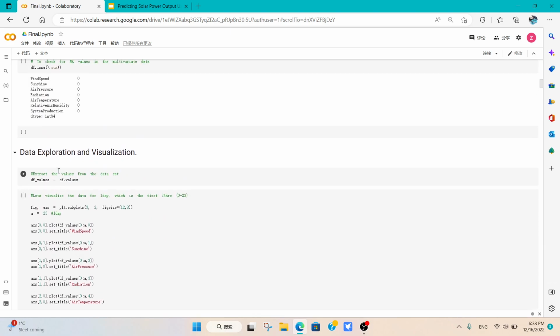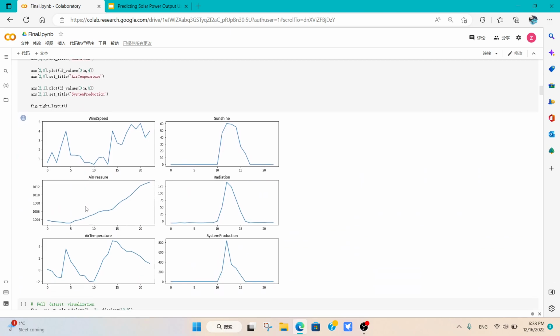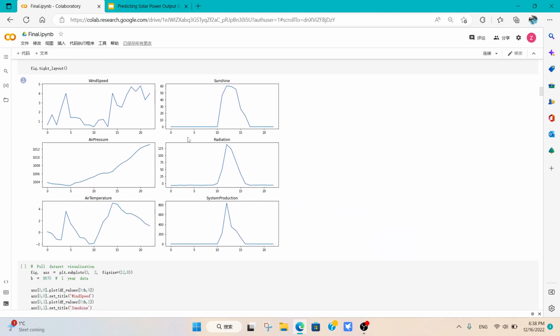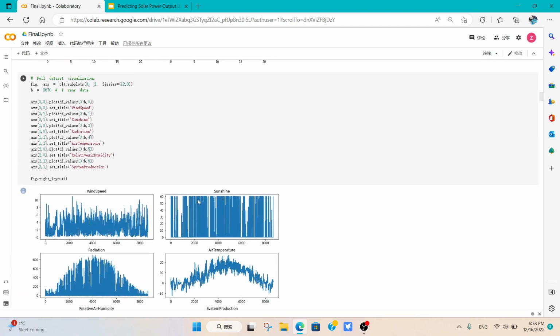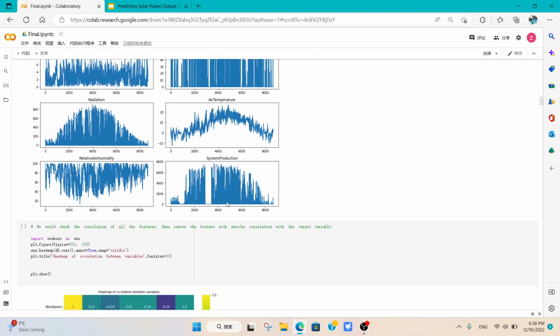We also explored the data to visualize it, and this is a day's data. As my partner said before, we could see that the system production has a similar curve to radiation and sunshine, which shows a very strong positive correlation. Then this is the full data set for a year.